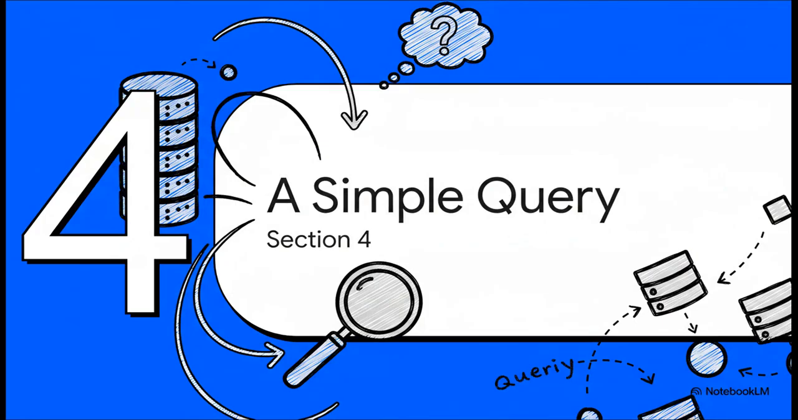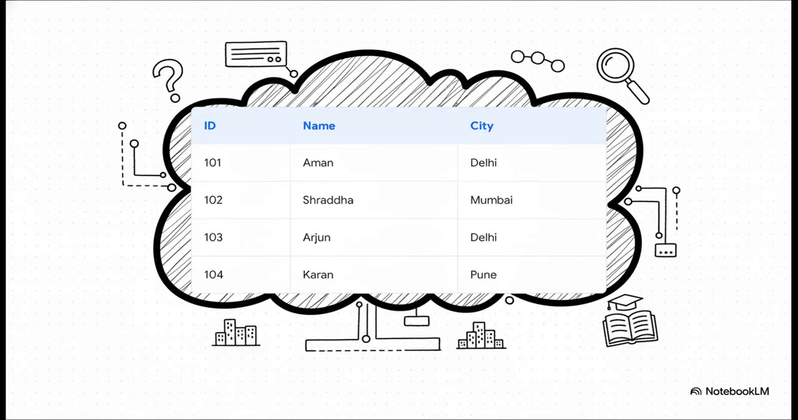Okay, theory is one thing, but let's actually see how this works. We're going to write a really simple instruction, they call it a query, to ask our database a direct question. Okay, so check this out. Imagine our database has this simple little table of student information. We've got their ID, their name, and the city they live in. See? It's clean, it's organized, and it's just sitting there ready for us to ask it some questions.